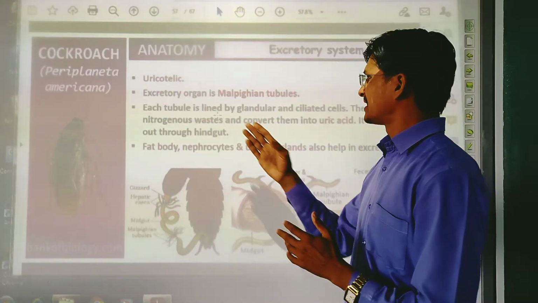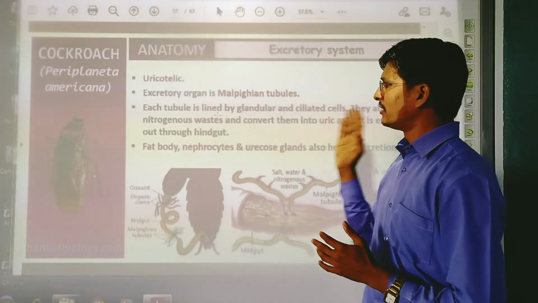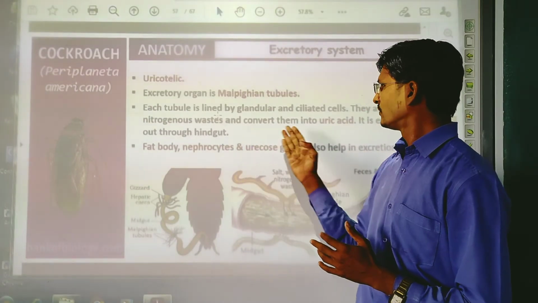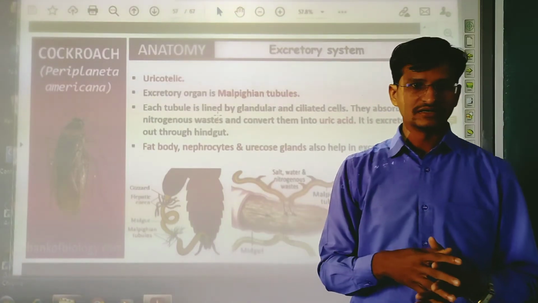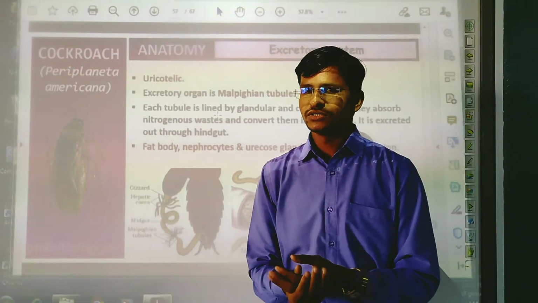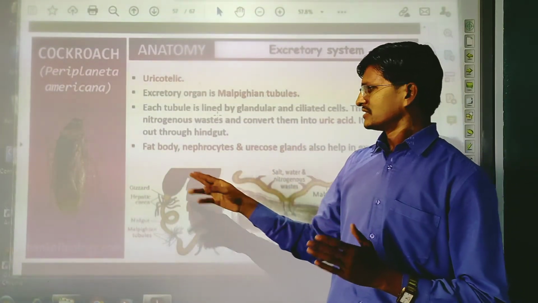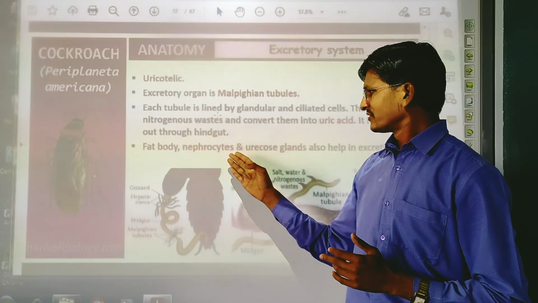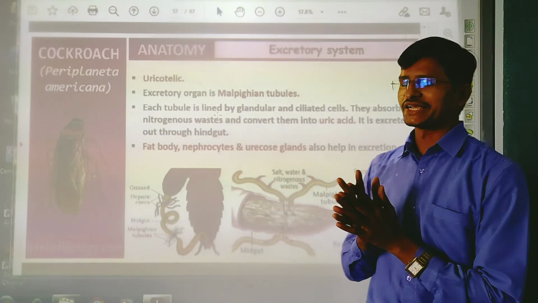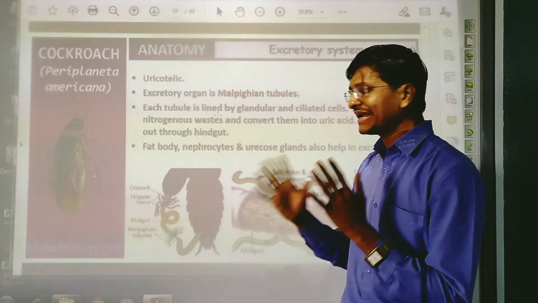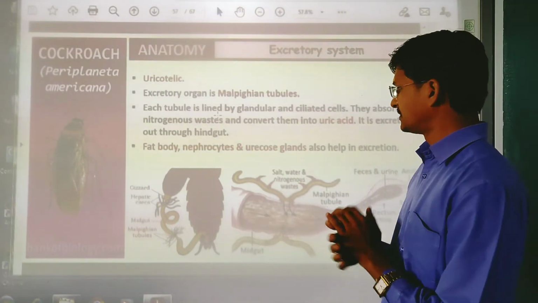And each tubule is lined by glandular and ciliated cells. They absorb nitrogenous wastes and convert them into uric acid. It is excreted out through the gut. So unwanted things will be removed with the help of the system. That system is considered as excretory system. Fat body, nephrocytes, uricose glands also help in the excretion. So some other glands also help in the excretion. So here it is how the excretory system is working.